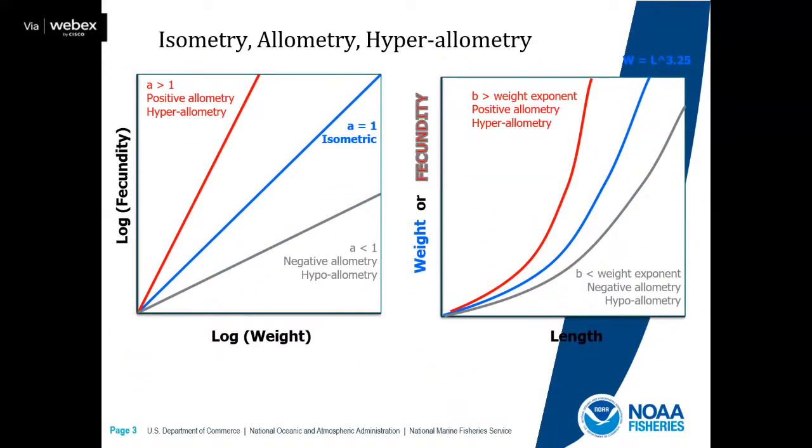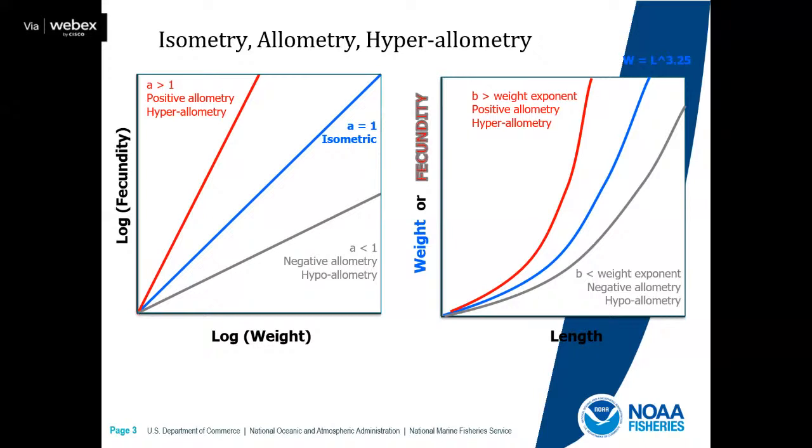And just to review some definitions of terms, when we talk about isometry, allometry, and what we mean by hyperallometry. Isometry basically refers to a relation between two variables that scale proportionally in a one-to-one way. What I've shown there in blue is the isometric relationship with a slope of one, where as you increase weight, the fecundity increases proportional to that weight. Relations that differ from that one-to-one relation can be called allometry, and whether that's greater than one or less than one, you can call that a hyperallometric or a hypoallometric relation.